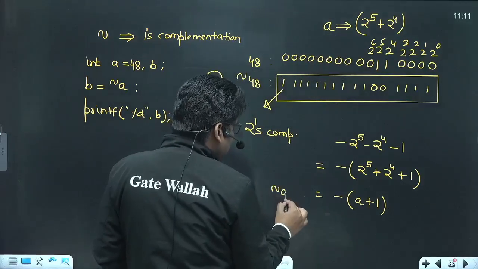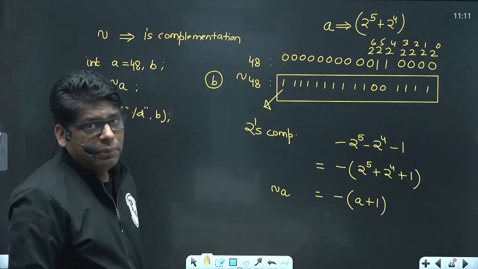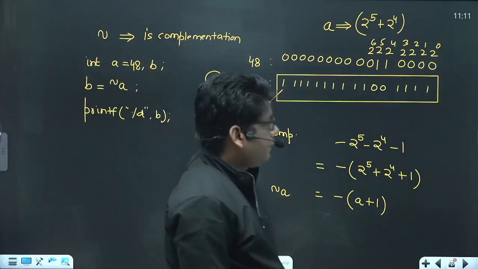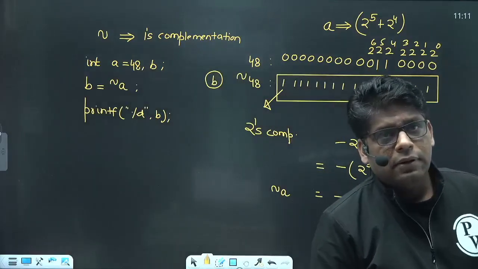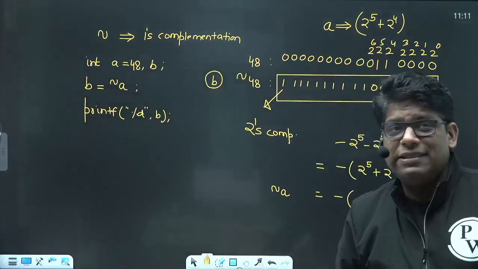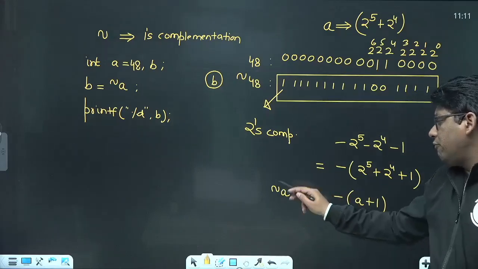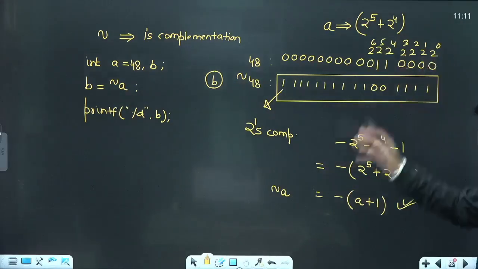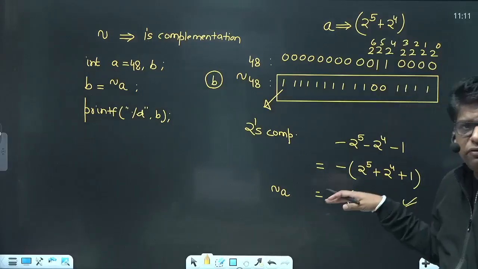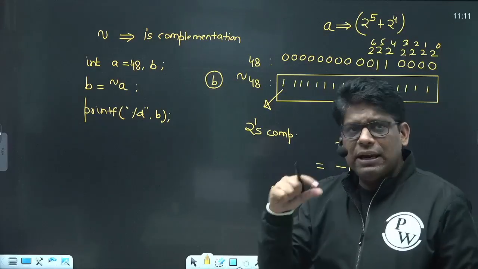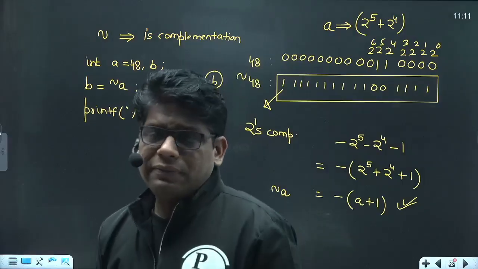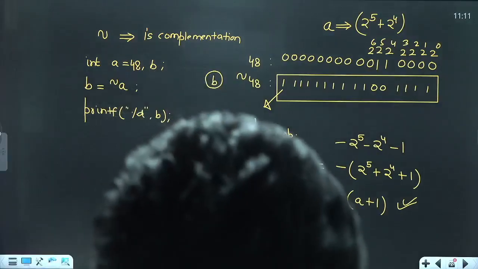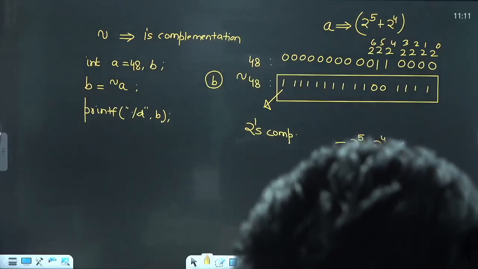Can I say that the complement of a is nothing but minus of a plus 1? Can I say this or not? I discussed all this just to show how the result of the complement of a comes to be like this. I discussed the entire concept, I derived everything just for this single line. Is it okay to everyone?